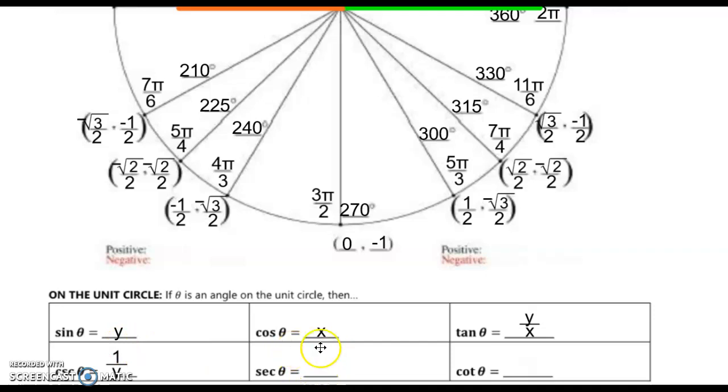Secant is the reciprocal of x. So if your x-coordinate is already a fraction, all you have to do is flip that fraction upside down. And cotangent, which is the reciprocal of tangent, is x over y.